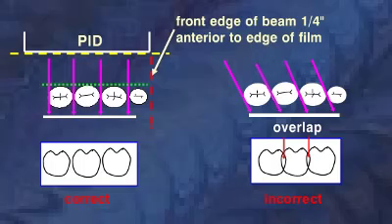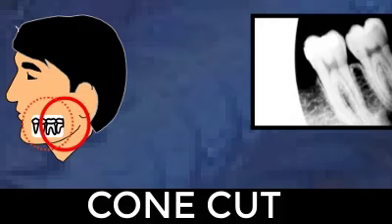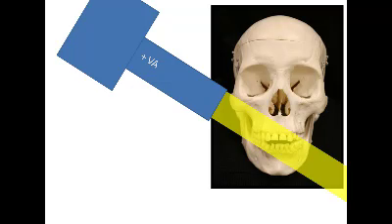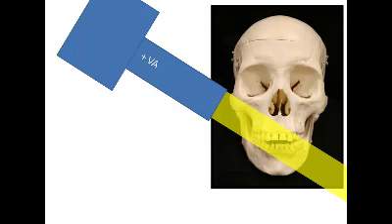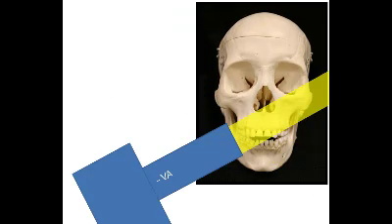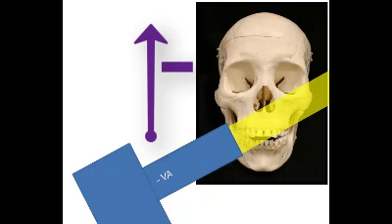For the horizontal angulation, the central ray must be directed to the contact areas of the teeth, making sure the receptor is completely covered by the PID in order to avoid cone cuts. When exposing maxillary teeth, the tube head or the PID must be directed downward or towards the floor in order to get a positive position. When exposing the mandibular teeth, the tube head or the PID must be directed upward towards the ceiling in order to get a negative position.